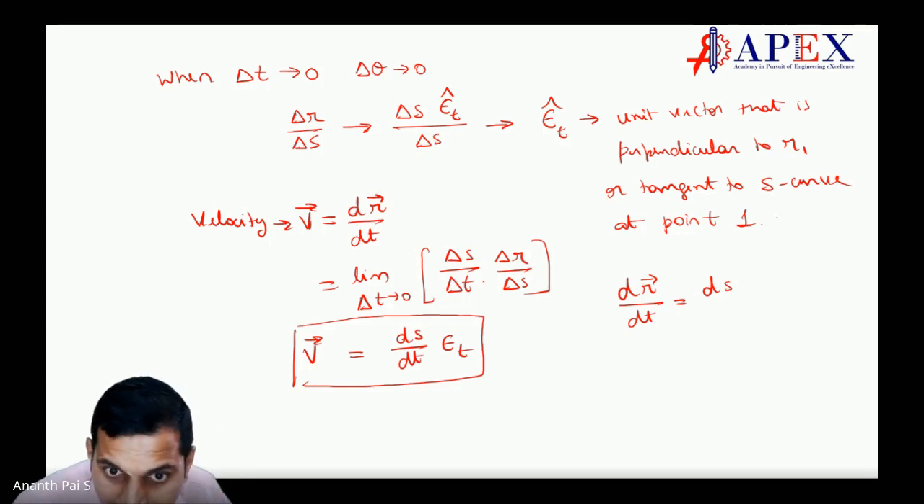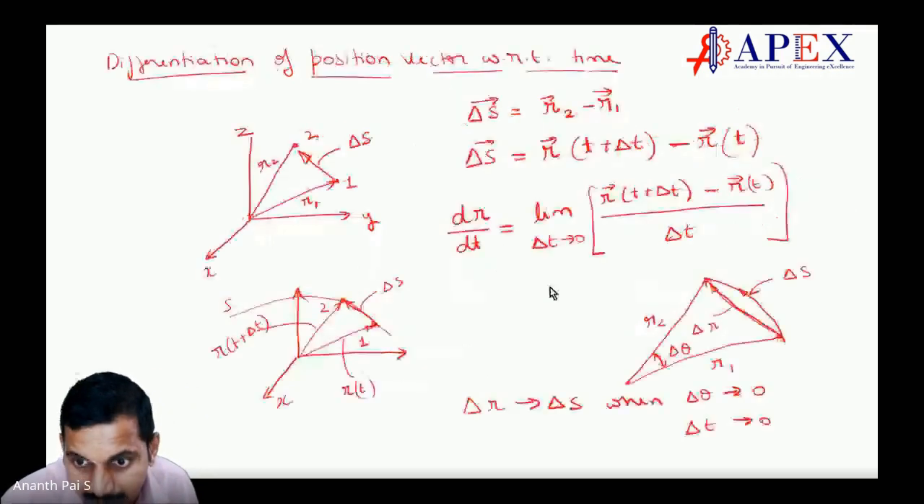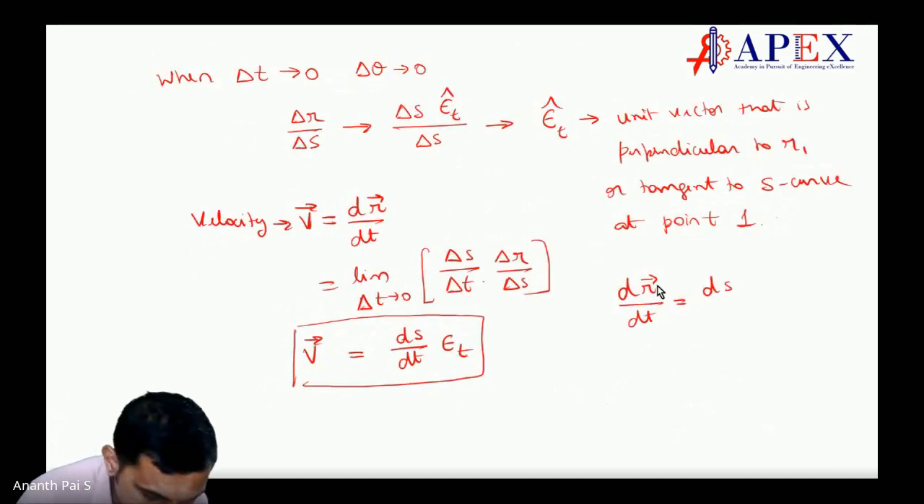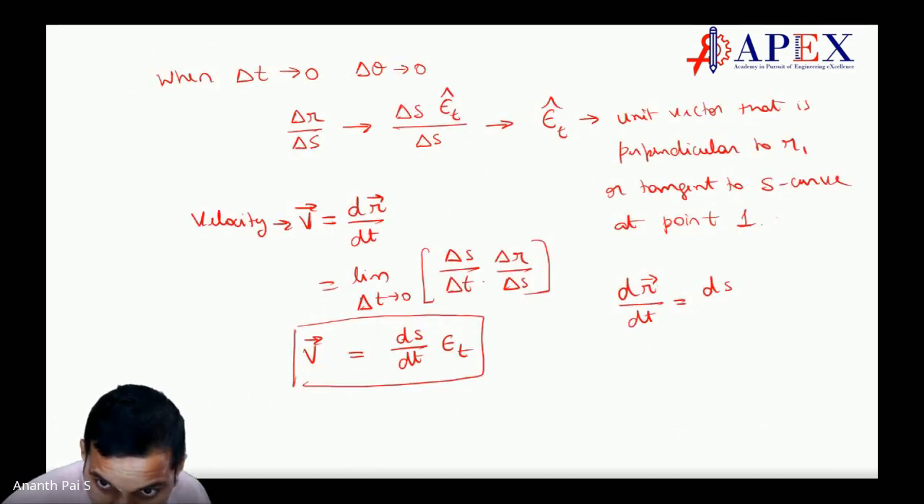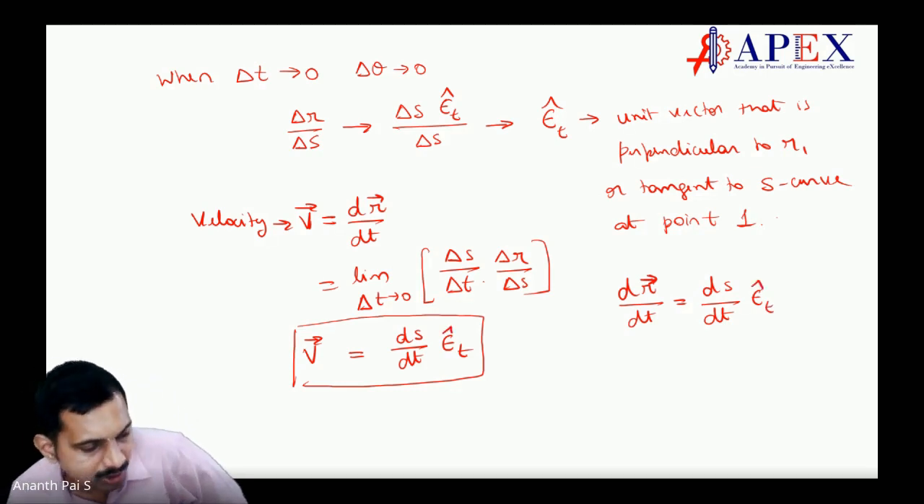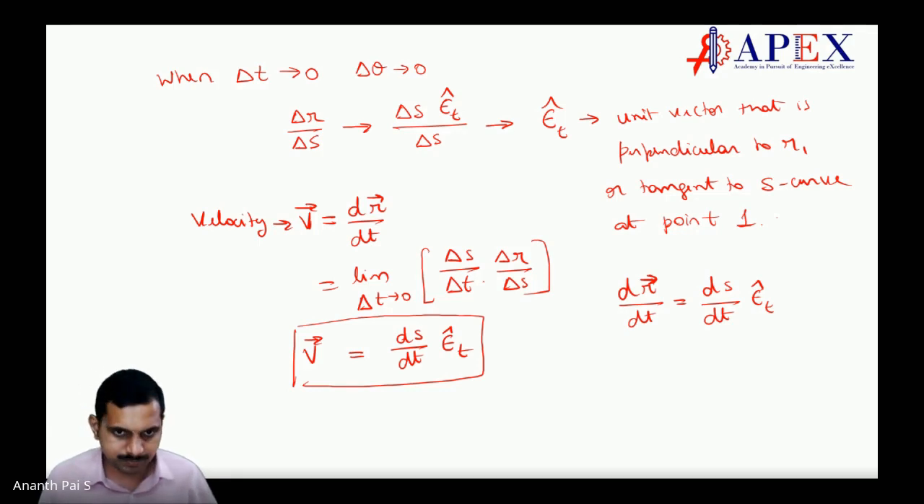s, I am not having vector. See here, observe here. This s, if I say vector, I am wrong. It is not a vector. Okay, it's an equation of a curve, not a vector. r is a vector. s is not a vector. So ds by dt into epsilon t unit vector. Makes sense? Will be used a lot.